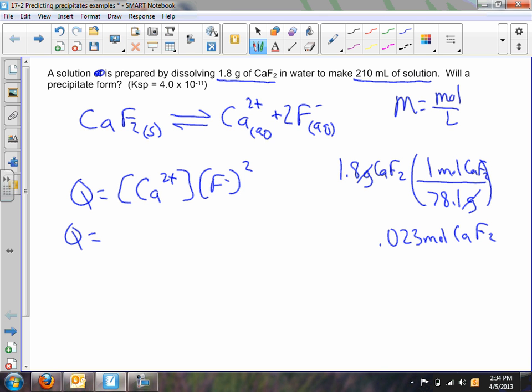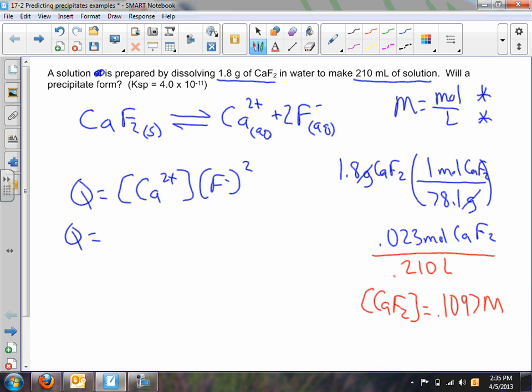To find the concentration, you have to take whatever your moles are and divide it by your liters. So once you have the moles, 0.023, you simply need to take that and divide it by the 0.210 liters. 210 milliliters we know is 0.21 liters. When you divide those numbers, you get a concentration, the molarity, to be 0.1097 molar. And that is the concentration of calcium fluoride.